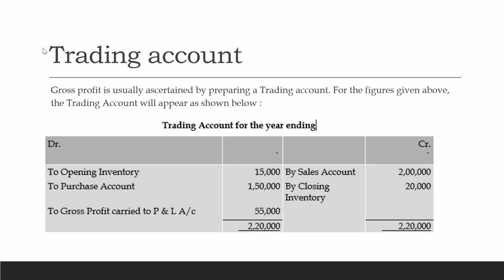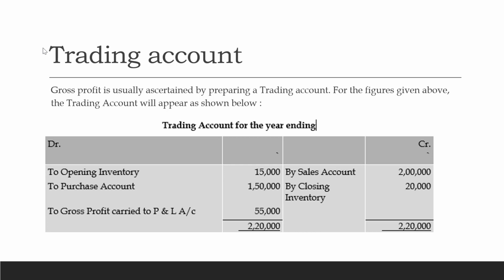Okay. Now, this is called the trading account. Look at the format of the trading account. The opening inventory was 15,000. Purchases were 1,50,000. This is coming from the last example. Sales were 2 lakhs. So your gross profit is 55,000. This is the way you make your trading account.